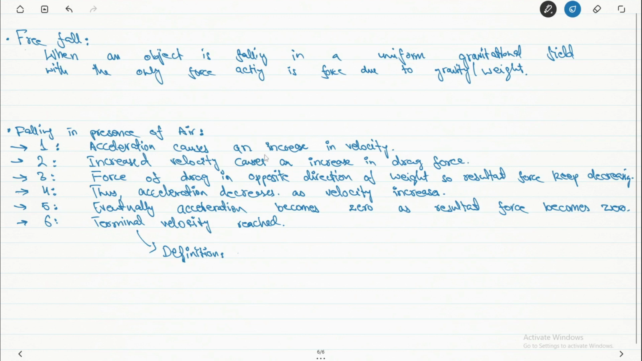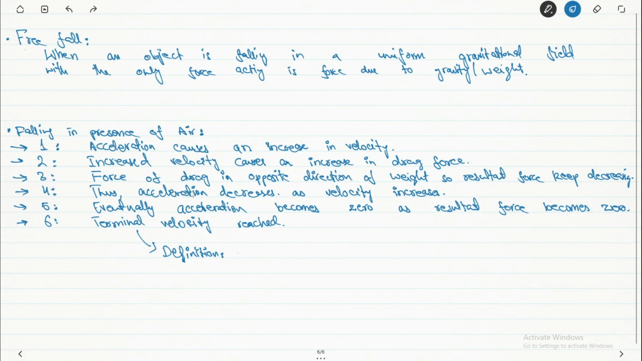So acceleration causes an increase in velocity, right? So for example, an object is falling in air, right? The initial thing that is acting upon it is its weight, and the weight causes a constant acceleration of 9.81 in this case. So this causes an increase in velocity of the object. Now, this increased velocity causes an increase in drag force. As the velocity keeps increasing, so does the drag force.